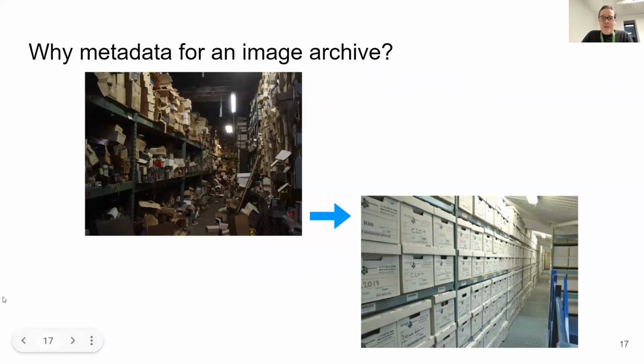We need metadata because without it, you can imagine the archive looking a little bit like the top left picture. It's a collection of unordered stuff. We might have lots of amazing images, but we won't be able to find them, organize them, or categorize them. So we need metadata to turn our archive into something that looks more like the bottom right picture.